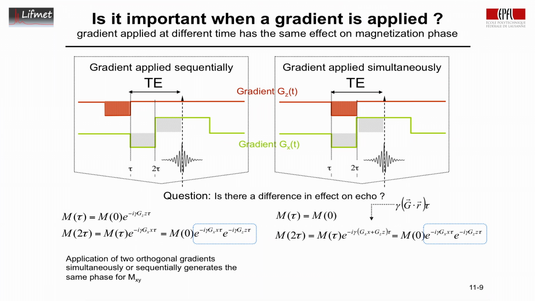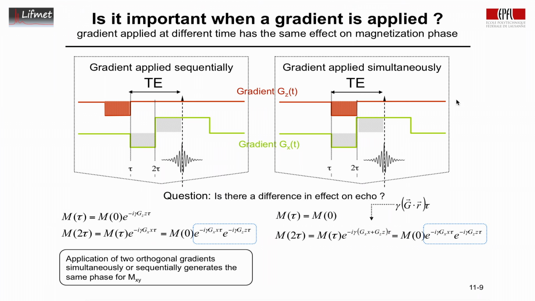The conclusion here is that the application of two gradients that are orthogonal, say x and z in this particular example, could be any two directions, simultaneously or sequentially, doesn't matter. It produces the same phase for the transverse magnetization subsequently. So what this means basically is that we have the magnetization described here or described here. These two diagrams, in terms of what's happening to the magnetization, the transverse magnetization, to its phase, are identical.